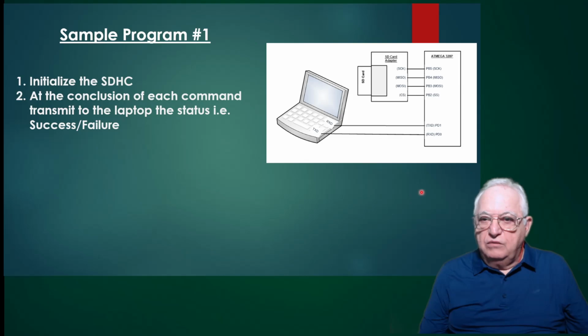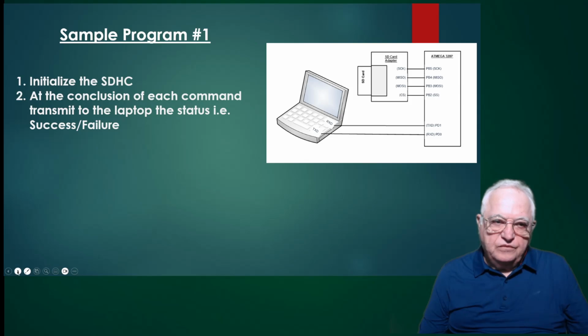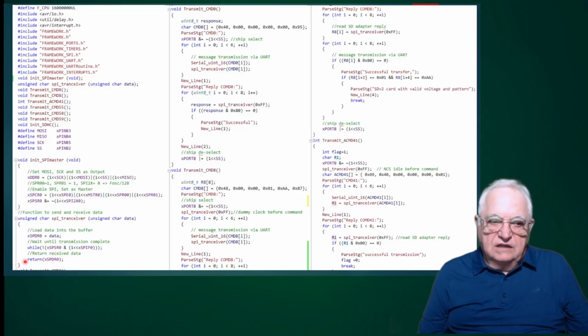So let's look at our connection. We're going to have the laptop hooked up to our ATmega microcontroller through TX and RX, PD1 and PD0. That's going to be the serial interface, the UART. And our SD card is going to be hooked up to the microcontroller through the SPI interface: your clock, MISO, MOSI, and chip select. And we'll have our card inserted. So let's look at the code.